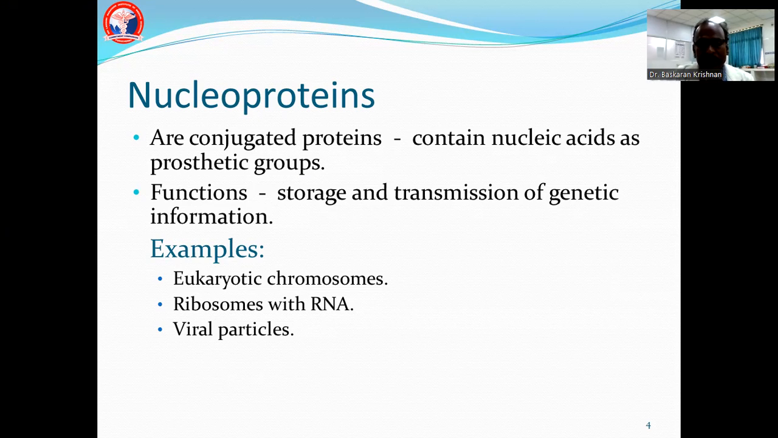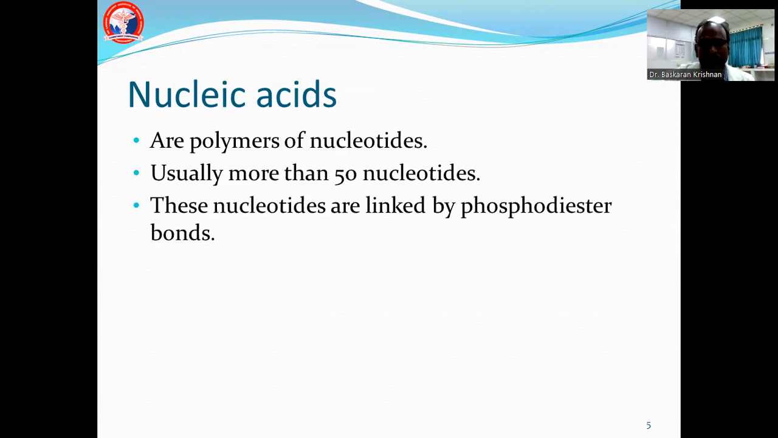Chromosomes: we have DNA and histones and other basic proteins. They form chromosomes in the nucleus. Ribosomes with RNA, nothing but rRNAs. They have these ribonucleic acids with various proteins, polypeptide chains. Viruses, all viruses are nucleoproteins. Basically, they have one nucleic acid inside, maybe a DNA or RNA, and one protein envelope. So viruses are nucleoproteins. Nucleic acids are polymers of nucleotides, generally more than 50 nucleotides.